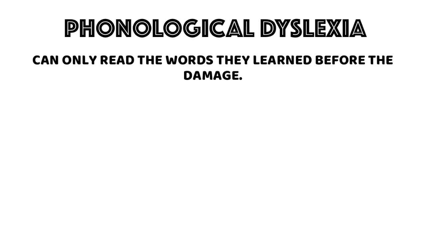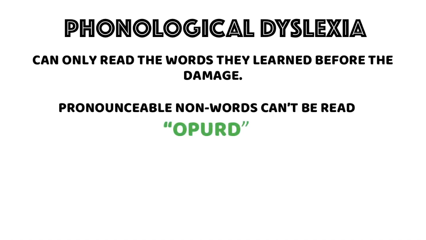damage occurred. So for example, if they were to read a pronounceable non-word, like "purd", it is not an actual word, but we could sound it out and say it. Since they're not able to sound out words and they've never seen that word because it's not real, they wouldn't be able to read that specific word.